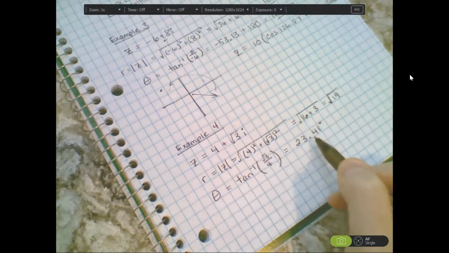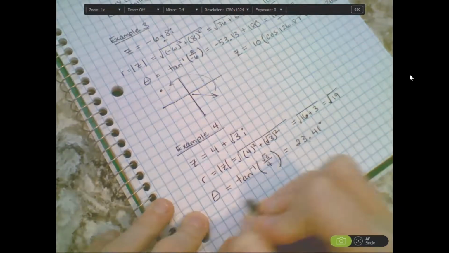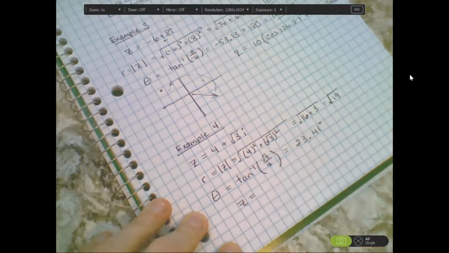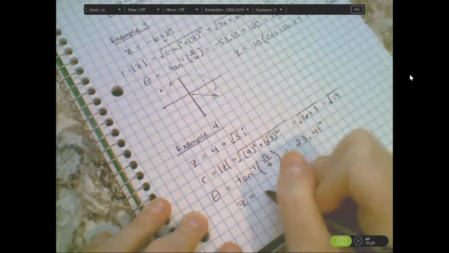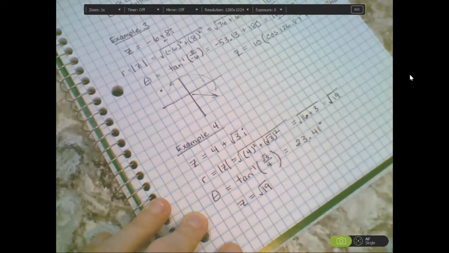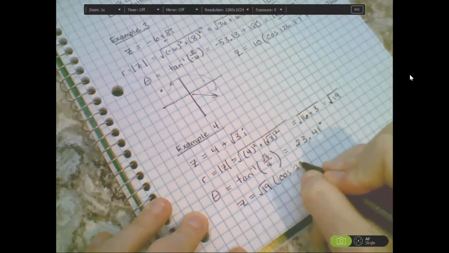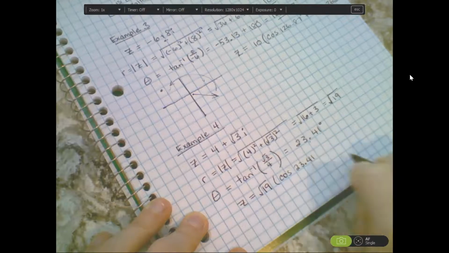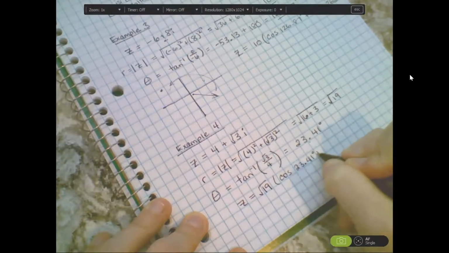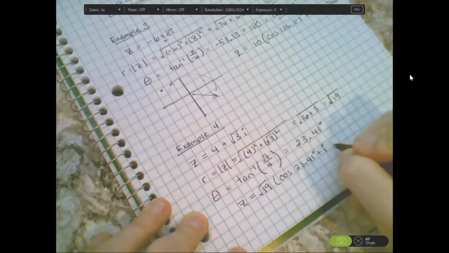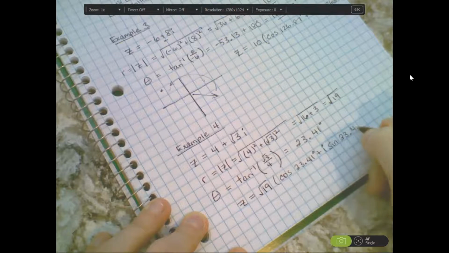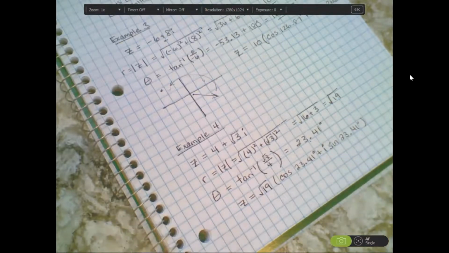I can just take those two things and put them into our form that we had up at the top of the page. So I've got root 19, and then I'm going to have cosine 23.41 plus i sine 23.41.